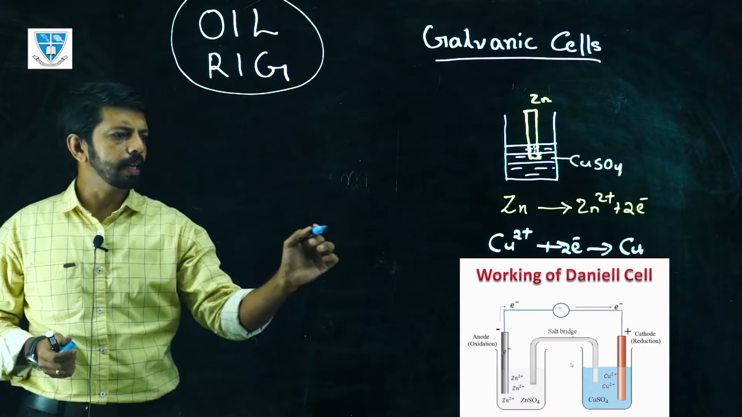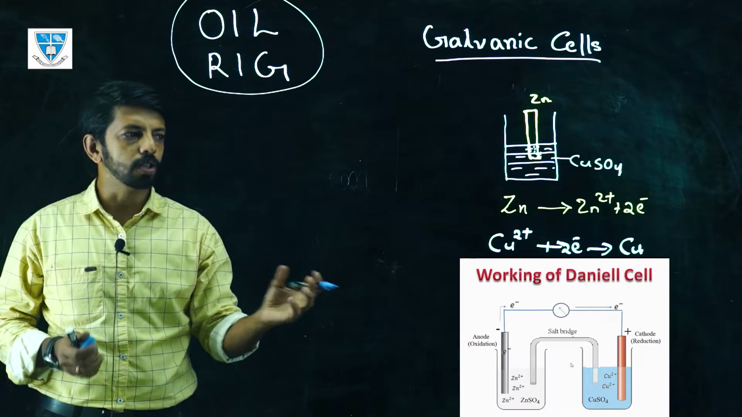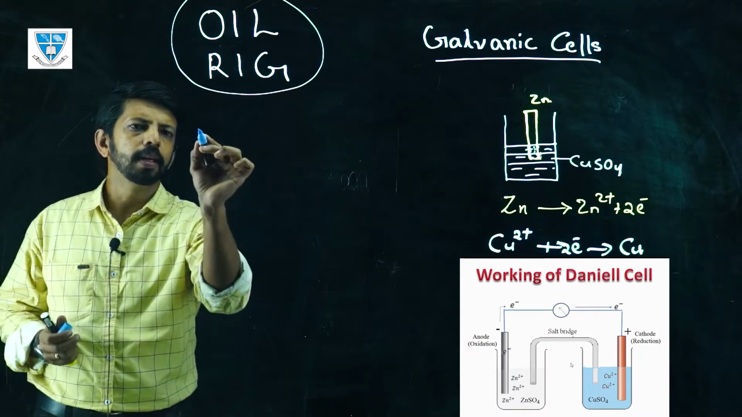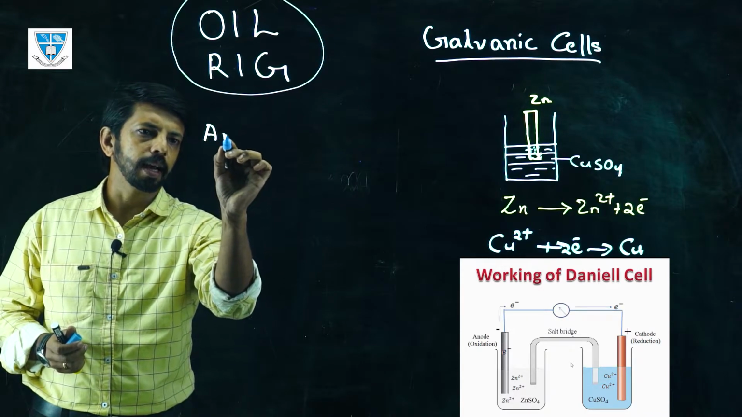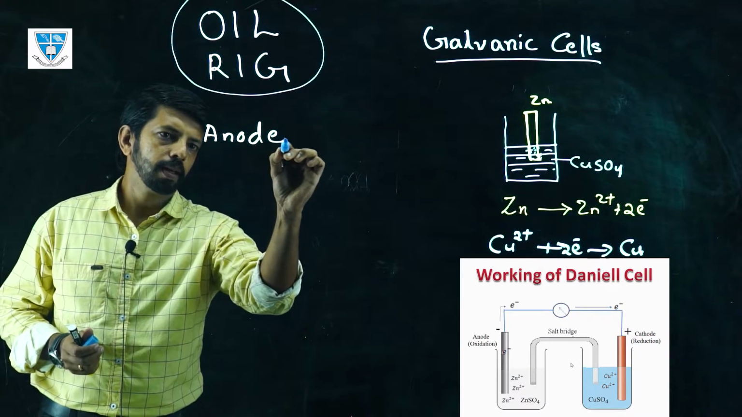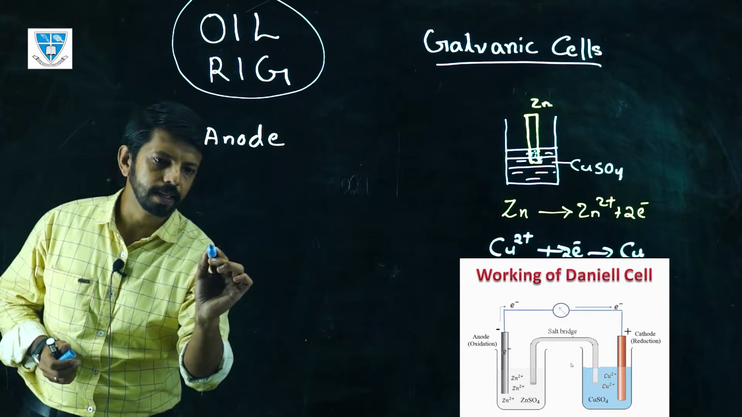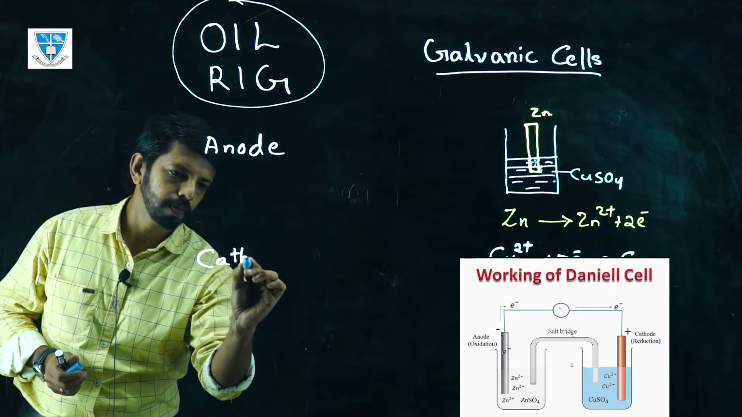Generally, the Daniell cell consists of two electrodes. One is the anode and the other is the cathode.